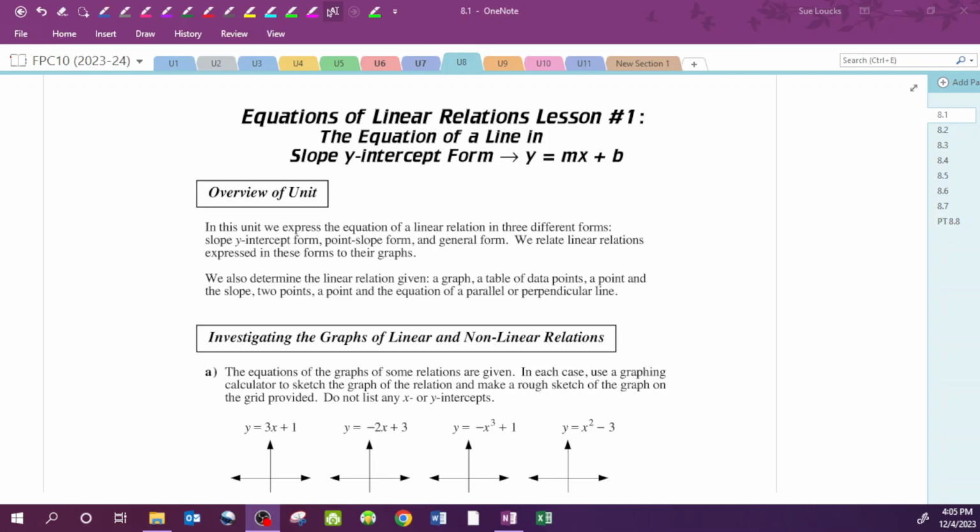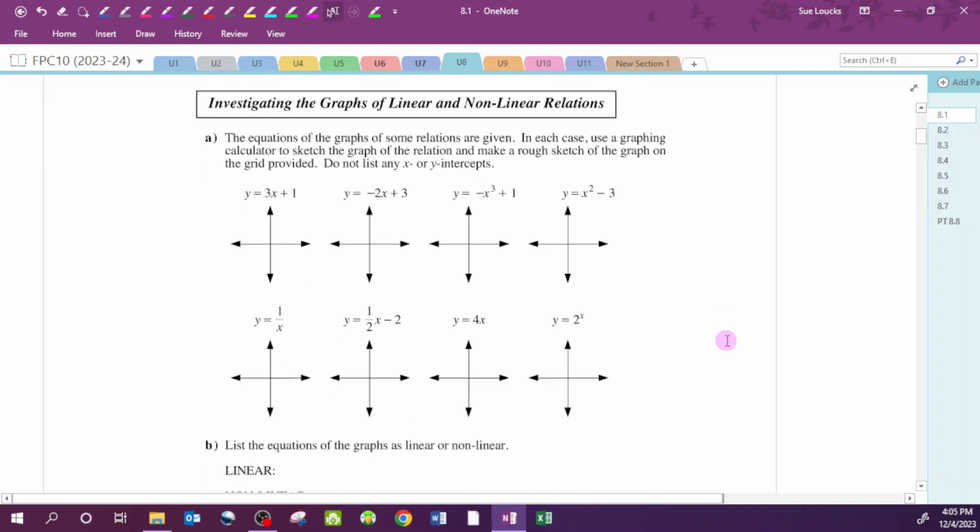Okay, here we are doing lesson 1 of the unit on equations of linear relations. And today we're going to look at the equation of a line in what we call slope-intercept form. Or this book calls it slope y-intercept form, but everybody always calls it slope-intercept form. So we're just going to look at some graphs of linear and non-linear relations. I'm just going to do a sketch of these for you, and you can just copy these down, okay?